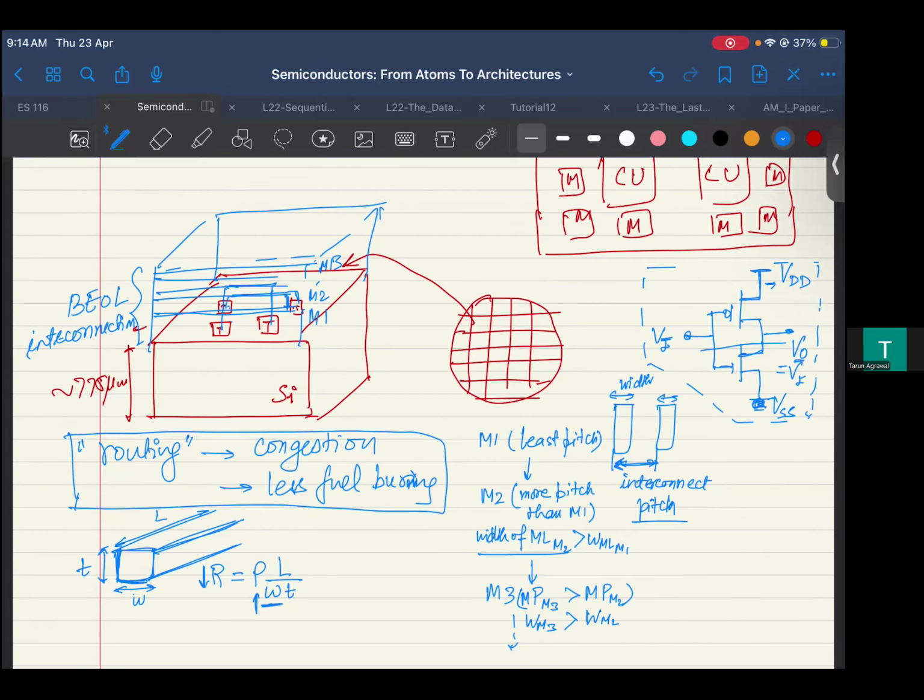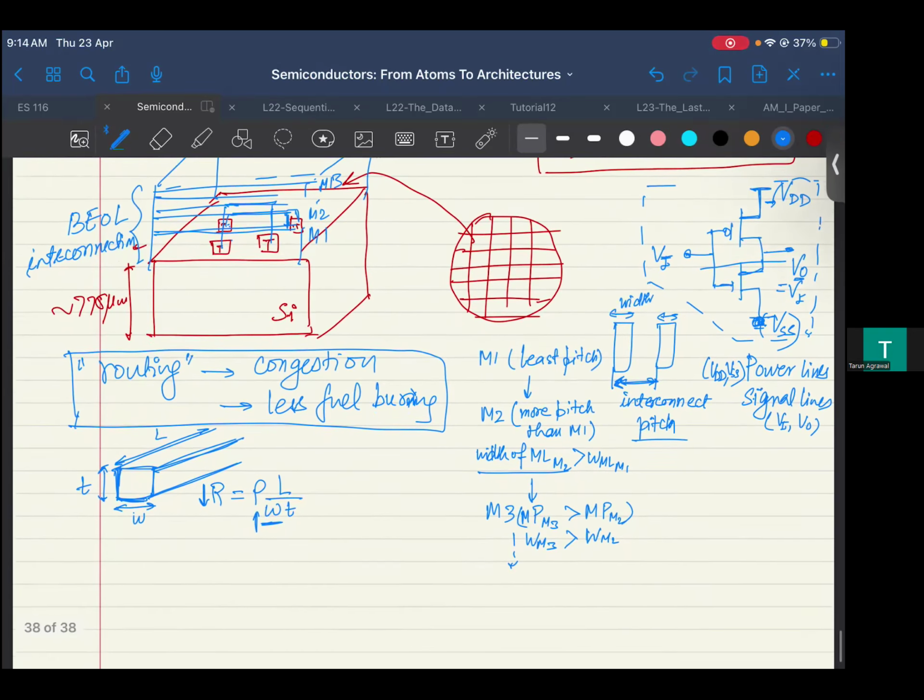So that means you clearly see now the distinction between two types of signals here. One is what we call the power lines, and one is what you call the signal lines. So signal lines, you see the Vi and Vo, they are your signal lines, and your power lines would be your VDD and VSS, which is what you are going to see.